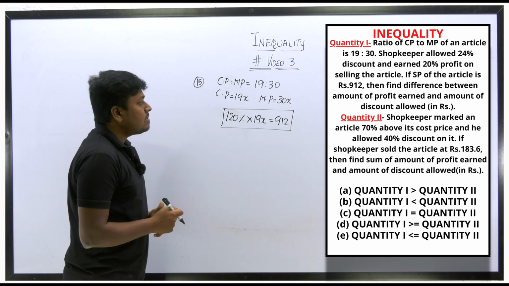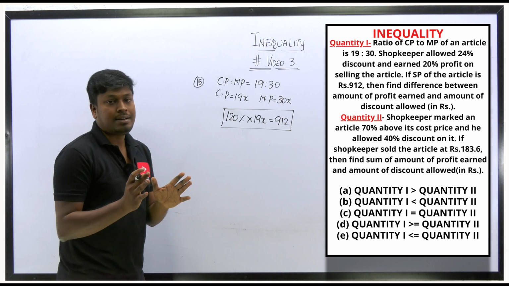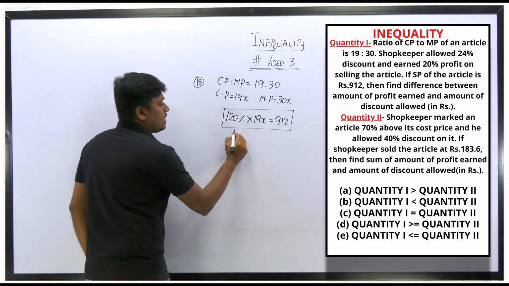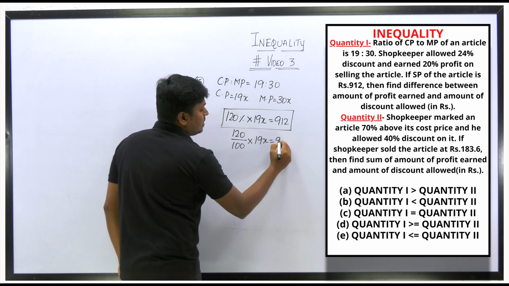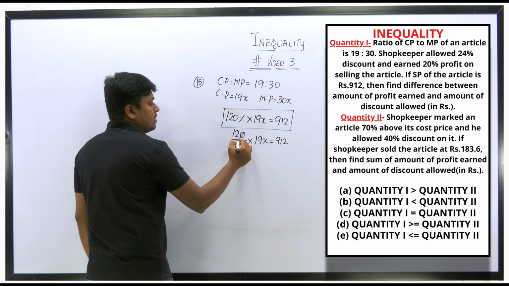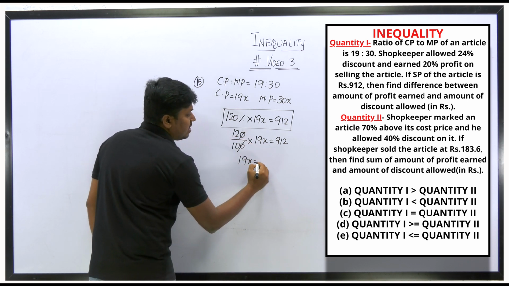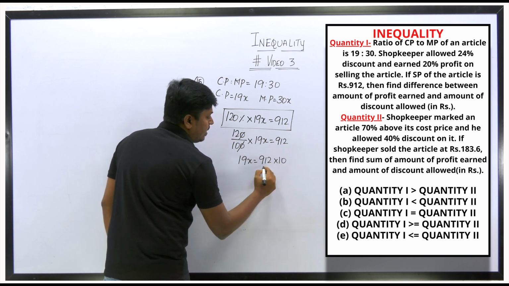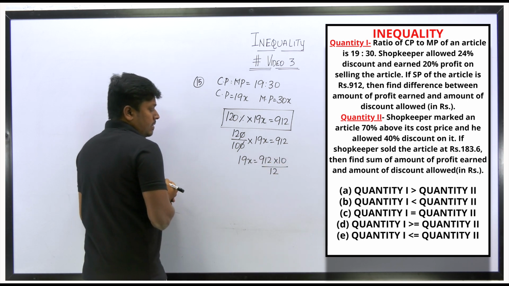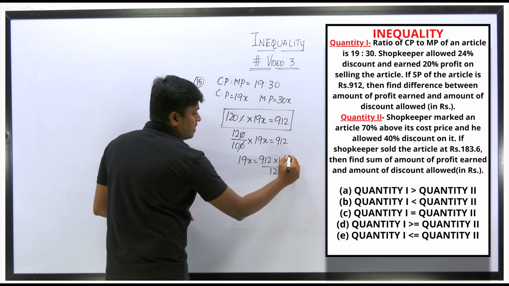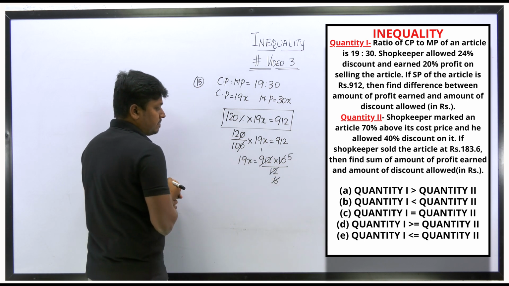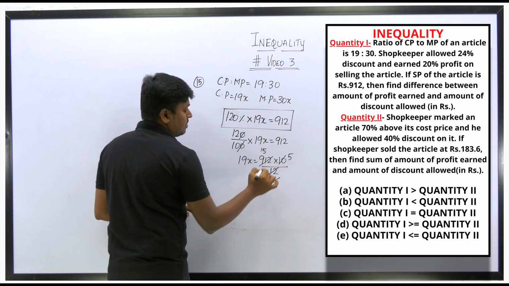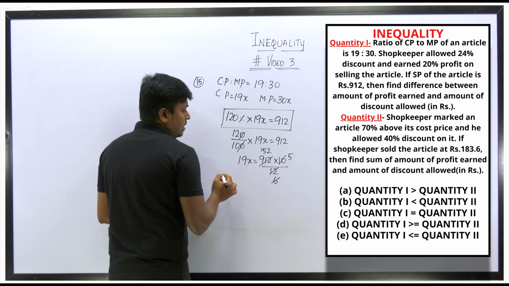I think by solving this, we can easily find the cost price of the article, which means the value of x. So we can say that 120 by 100 into 19x is equal to 912. So we can cancel the 0s here. So 19x is equal to 912 into 10, divided by 12. So we can cancel it in the 2 table, and this becomes 5 times, cancel it in the 2 table 6 times. So 1 6 are 6, remaining will be 3, 6 5 are 30, so remaining 6 2s are 12, 152.